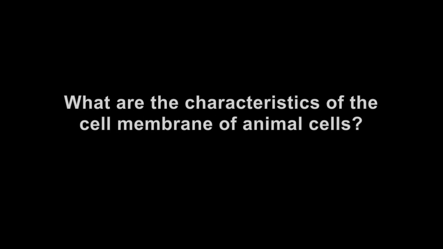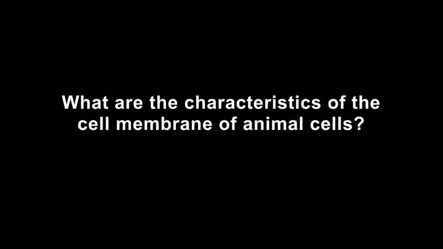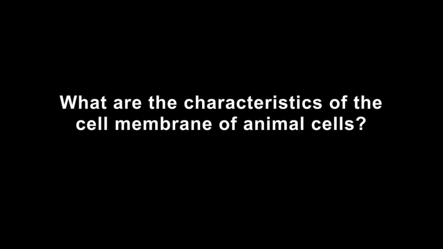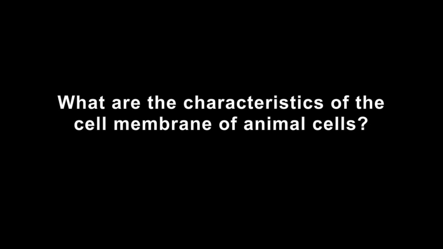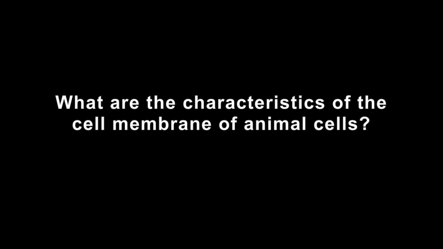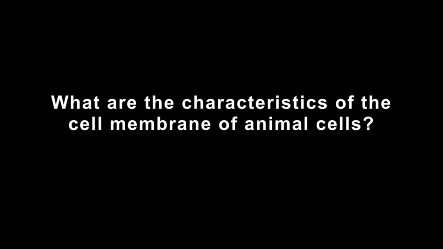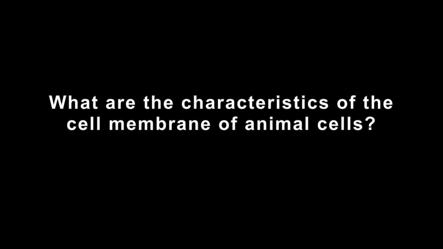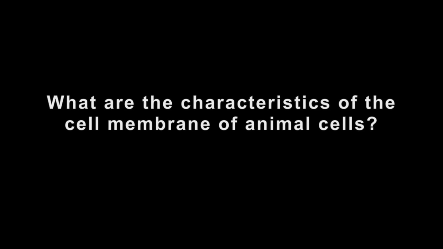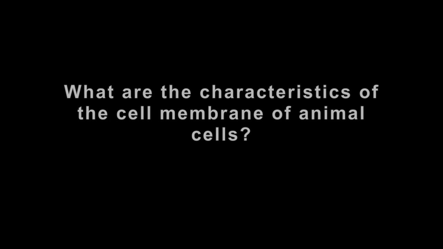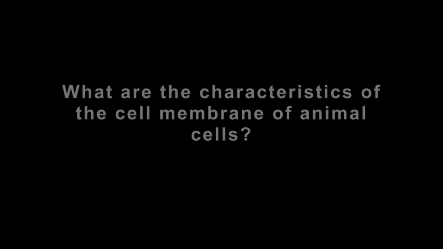What are the characteristics of the cell membrane of animal cells? Some of the characteristics are that the membrane holds cell parts together, protects it from the outside environment, regulates entrance and exit of molecules, and it is made up of phospholipids, proteins, and cholesterol.